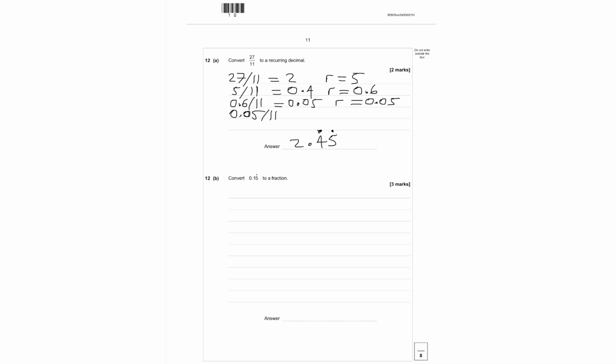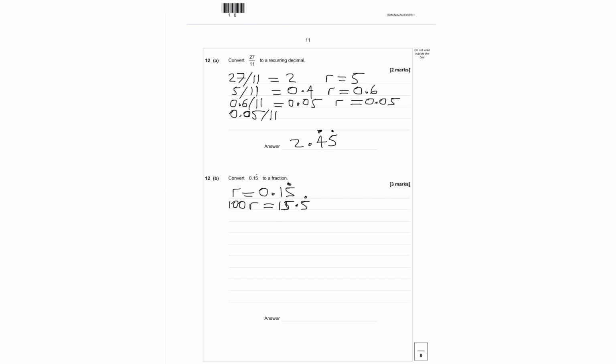For part B, we're asked to convert 0.15 recurring to a fraction. So the way we're going to go about this is we're going to call R 0.15 recurring, and I'm going to call 100R, well, 100R is 100 times this number. So what's 100 times 0.15 recurring? It's going to be 15.5 recurring.